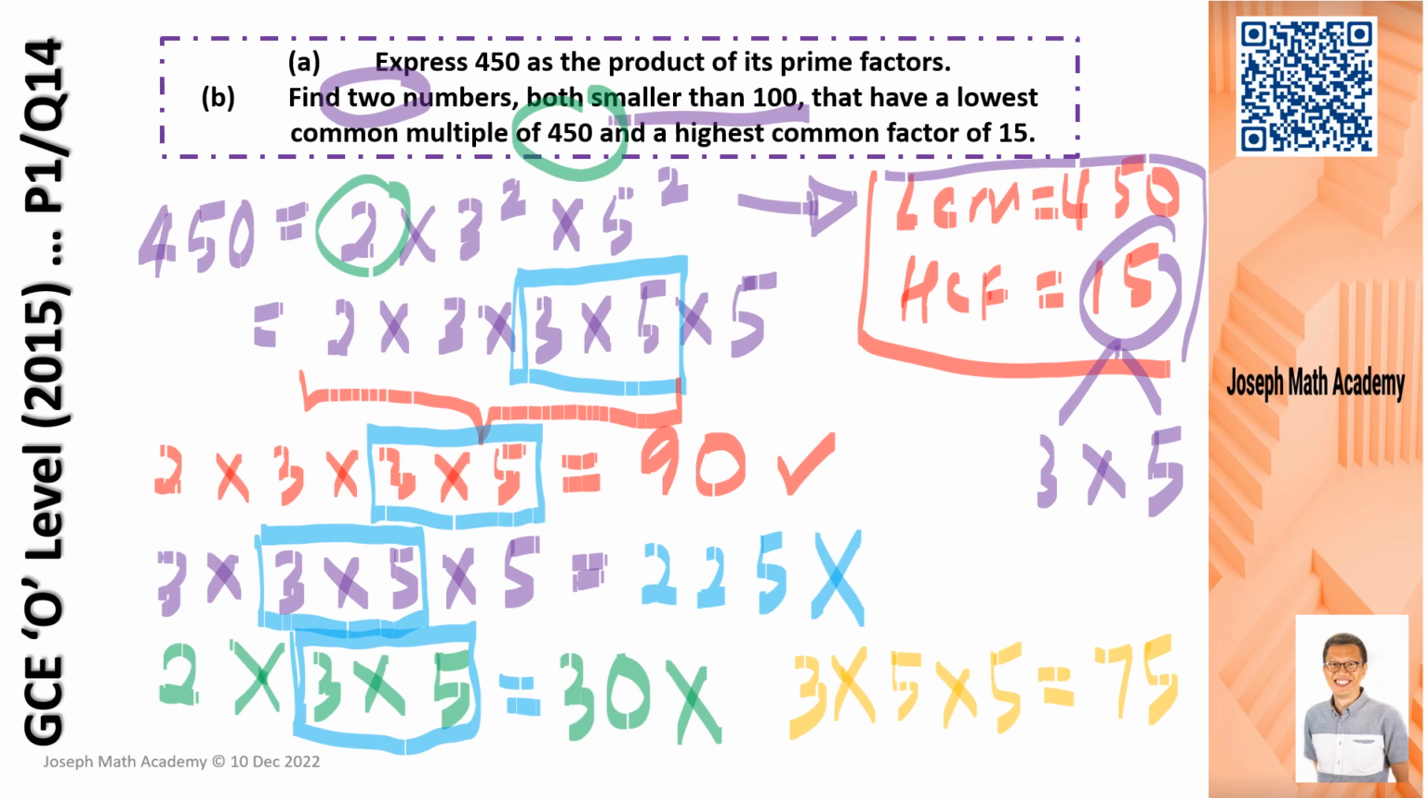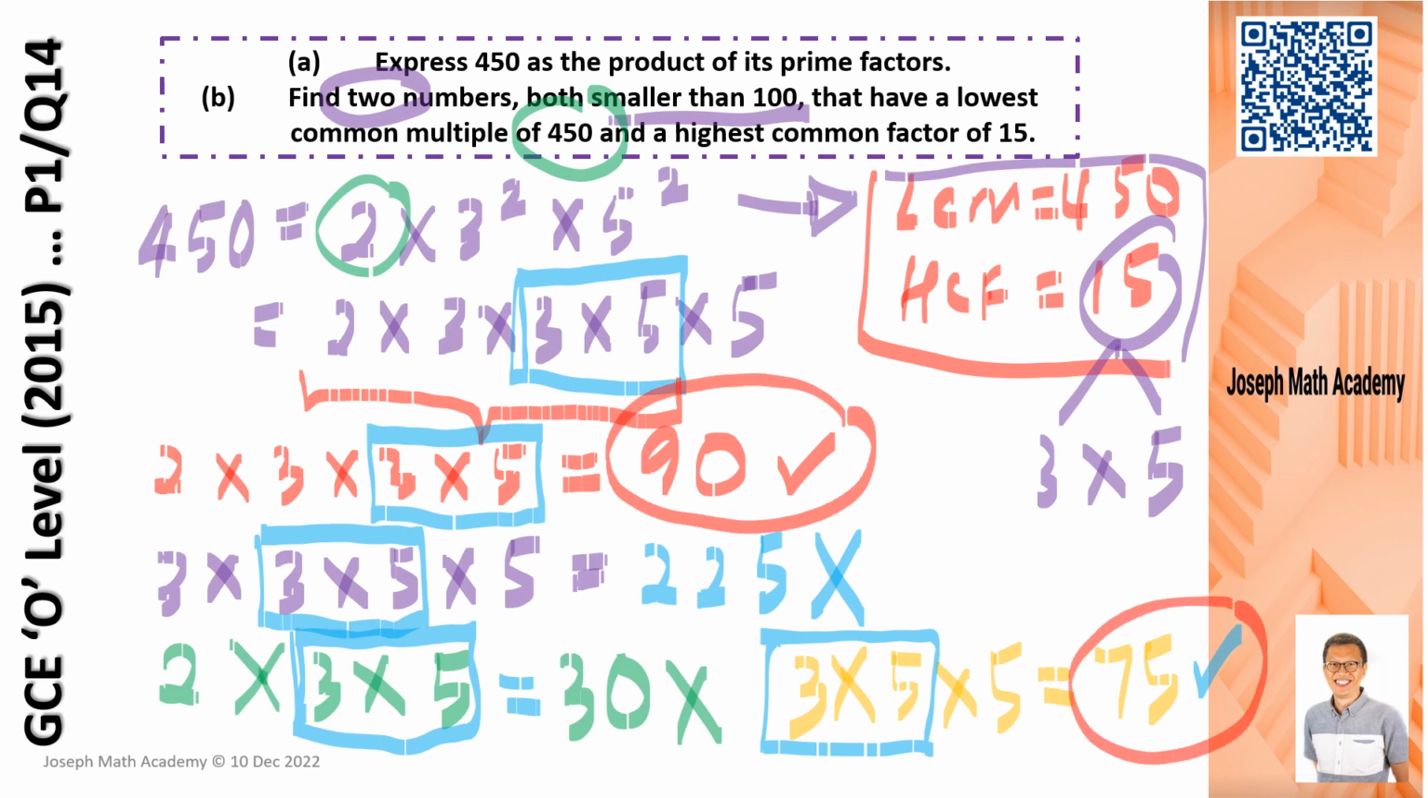Okay, and then this is still fulfilling the condition. So 3 times 5 times 5 is 75, and 75 and 90 really give us the LCM 450. So the answer is this and this. So part B, what are the two numbers? The two numbers are 90 and 75. Only 90 and 75 can give us LCM of 450 and HCF of 15.